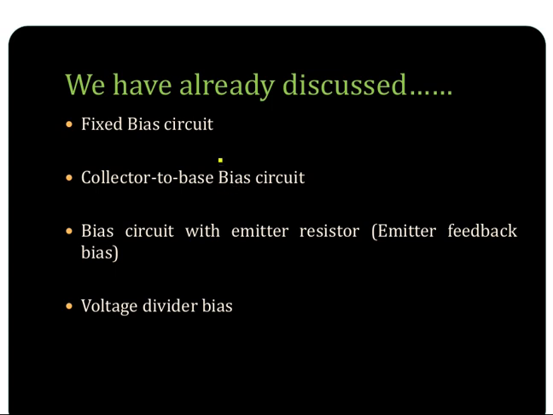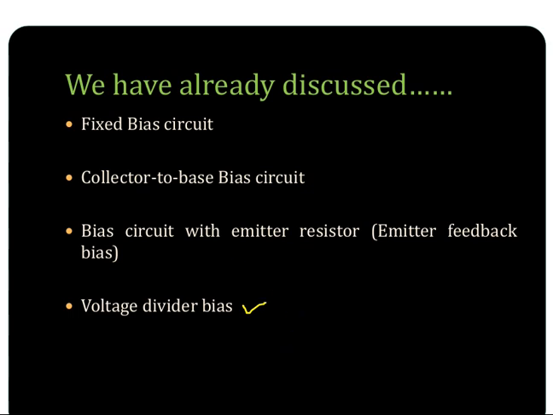Then after that, we discussed different biasing circuits, their relative advantages and disadvantages. There is fixed bias, collector to base bias, then bias circuit with emitter resistor or emitter feedback bias, and finally we discussed the voltage divider bias, which is the most widely used biasing circuit, and it is independent of beta, so that we can make some approximations and prove that it is independent of beta. We have done some problems to illustrate the independence of beta if a particular condition is satisfied.